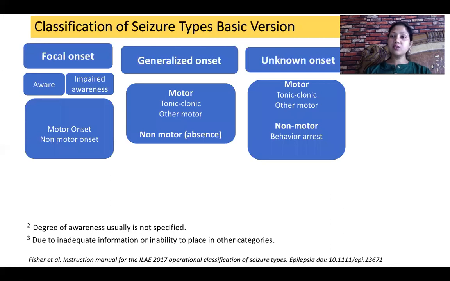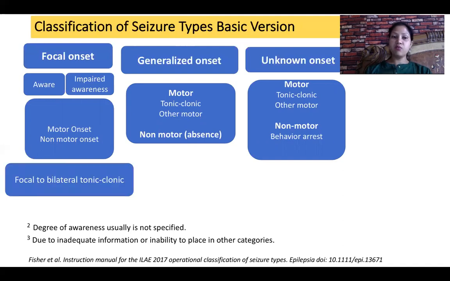Next, in all three groups, we have to divide into a motor onset seizure or a non-motor onset seizure. Awareness and motor or non-motor onset are both optional subclassifiers. Suppose you do not have adequate information about all these features, you may just omit it. You can just write it as a focal onset seizure or a generalized onset seizure.